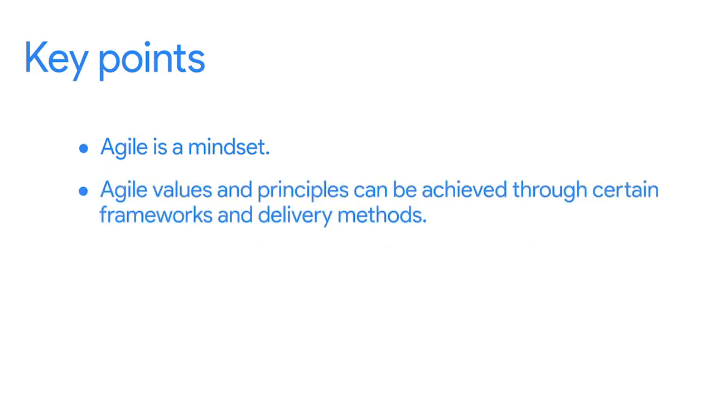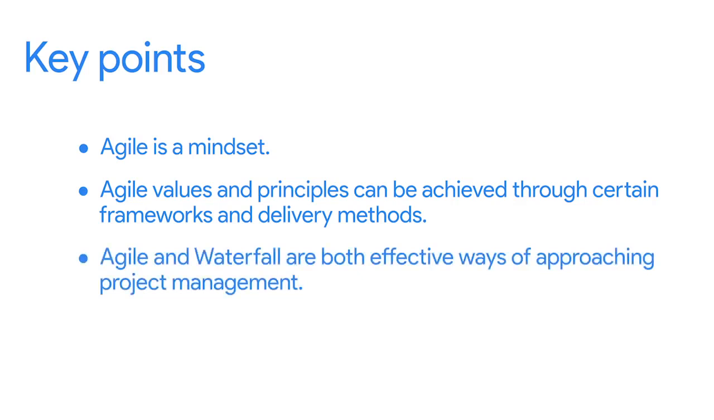Well, that brings us to the end of this video. Let's review the key points I want you to take with you. First, Agile is a mindset, a way of thinking about the project delivery process through the values and principles outlined in the Agile Manifesto. Second, Agile values and principles can be achieved through certain frameworks and delivery methods, like Scrum, Kanban, XP, and Lean. And finally, Agile and Waterfall are both effective ways of approaching project management that add specific value.